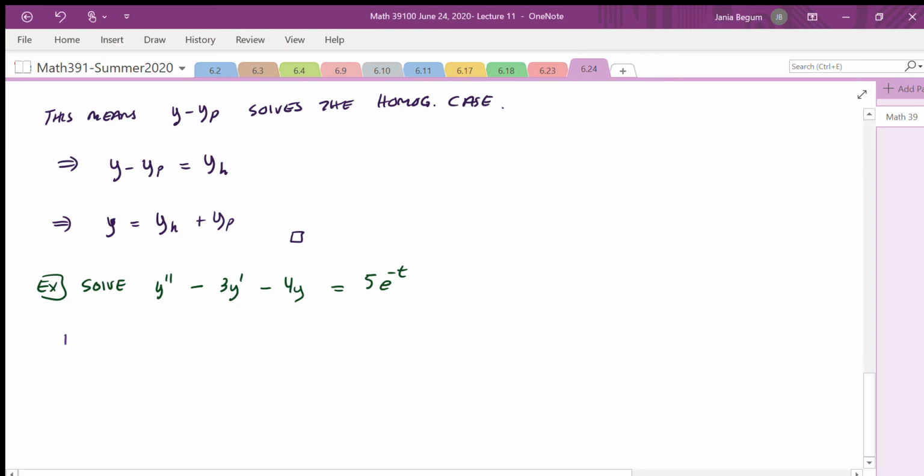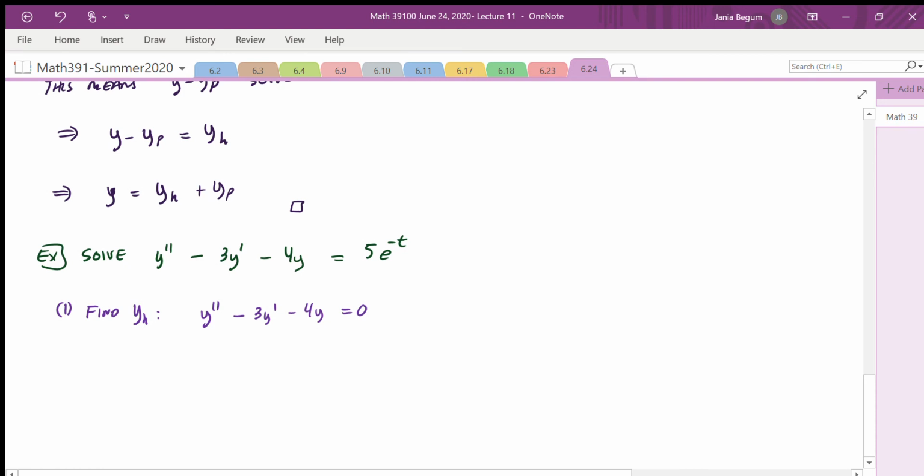So first we're going to find yh, which is the homogeneous case. The corresponding homogeneous equation would be y double prime minus 3y prime minus 4y equals 0, right? You just set g of t equal to 0. Now find its solution, so we write out its characteristic polynomial from before. That would be r squared minus 3r minus 4 equals 0.